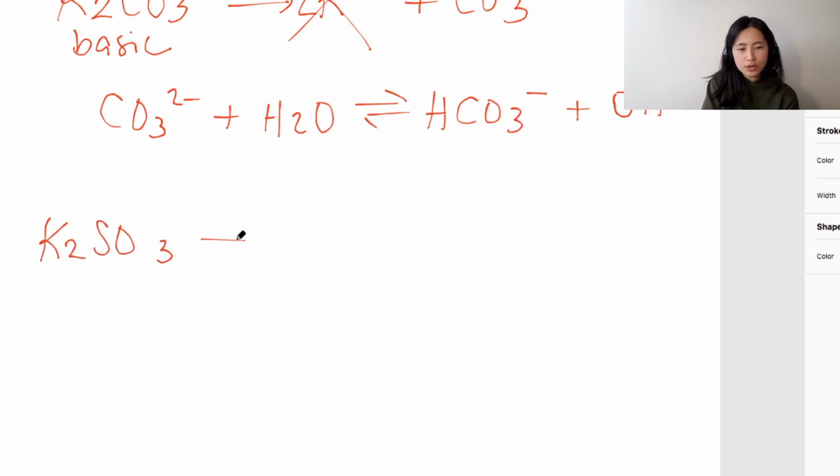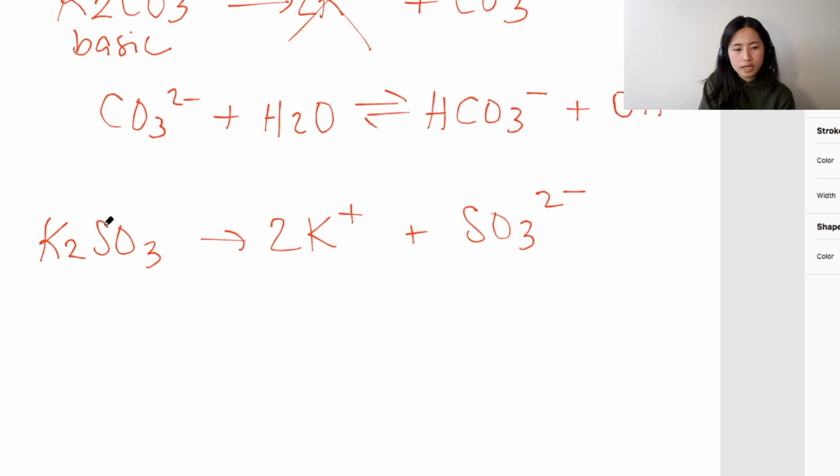So K2SO3, again, when you break this down, you're going to have 2K plus, right? So this is 2K plus, and on top of that, you have SO3, and this is 2 minus, right? Because the charge of SO3 is based on the subscript of K plus, right? So again, this is a metal cation with a positive charge, therefore this is not going to participate in hydrolysis.